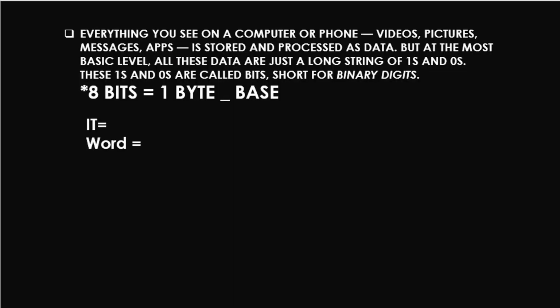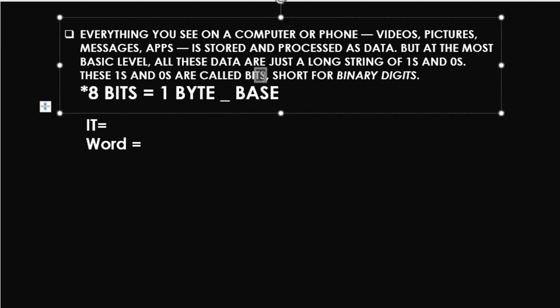Everything you see on your computer or your phone, whether videos, pictures, messages, or apps, is stored and processed as data. But at the most basic level, all this data is just long strings of ones and zeros. These ones and zeros are called bits, short for binary digits. The BI is the first two letters of binary, and the TS is the last two letters of digits. So that's bits for you.